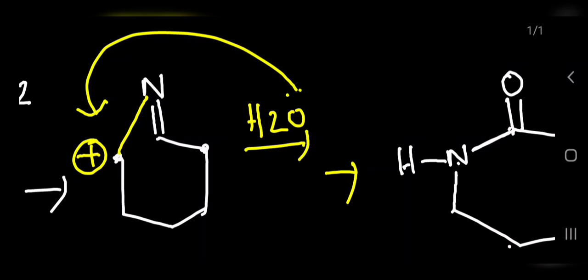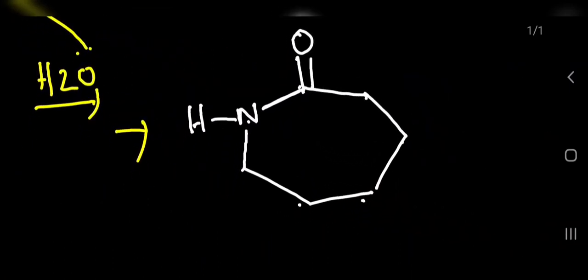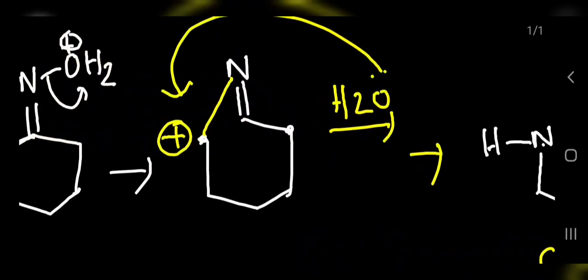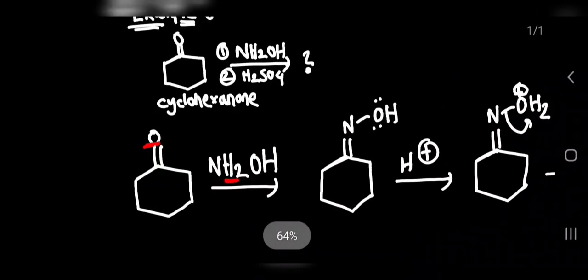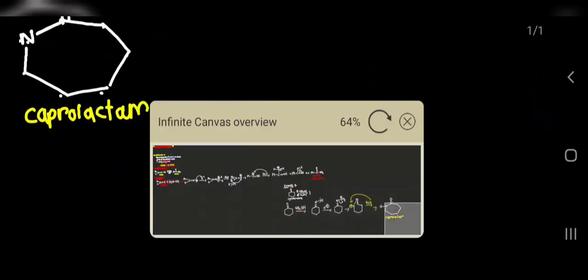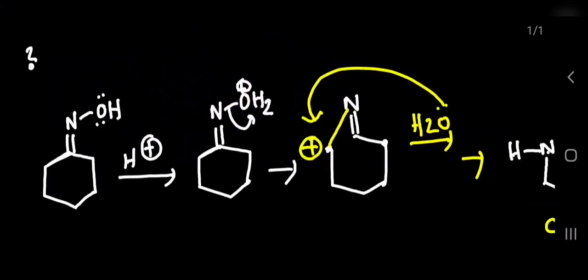That is, this will be our product. This product is known as caprolactam, and it acts as a feedstock for nylon 6. So this Beckmann rearrangement reaction is the most famous example of the conversion of cyclohexanone to caprolactam, which is used as a feedstock for the nylon 6 polymer. So in this way you can solve examples regarding the Beckmann rearrangement reaction.